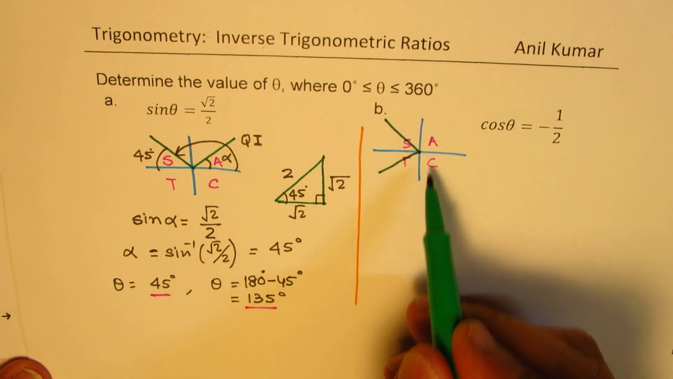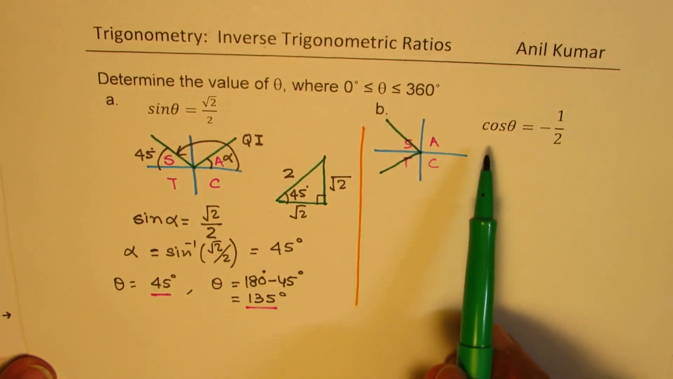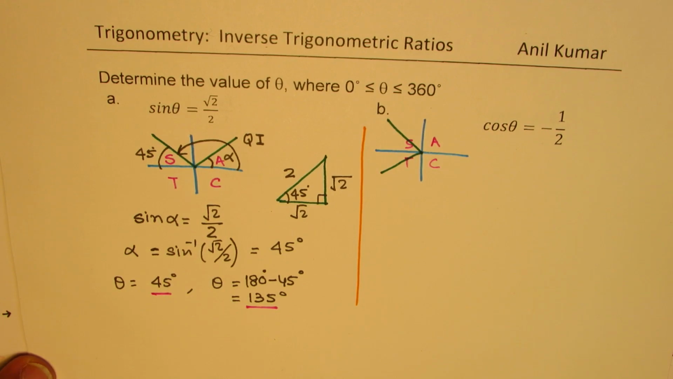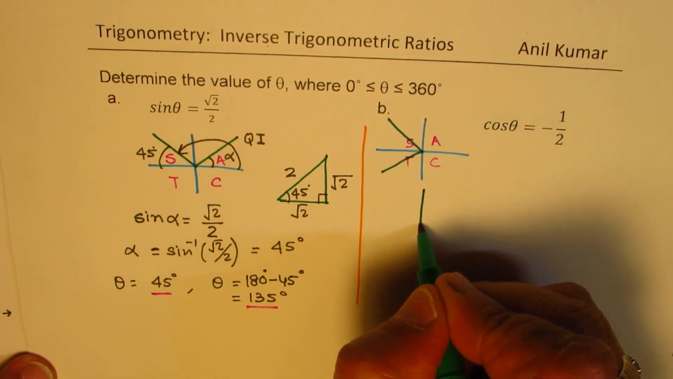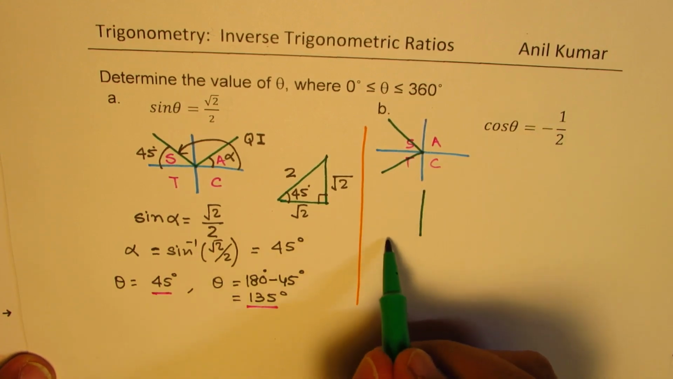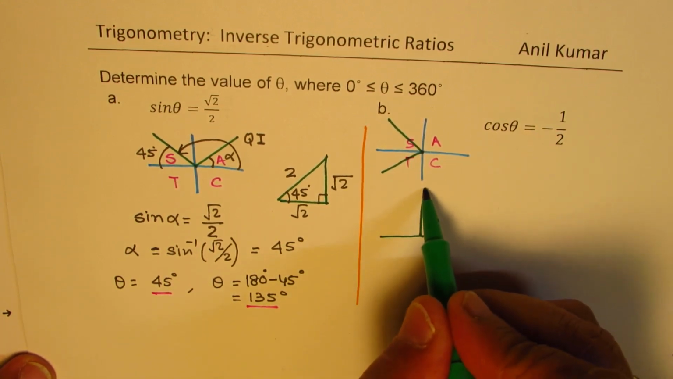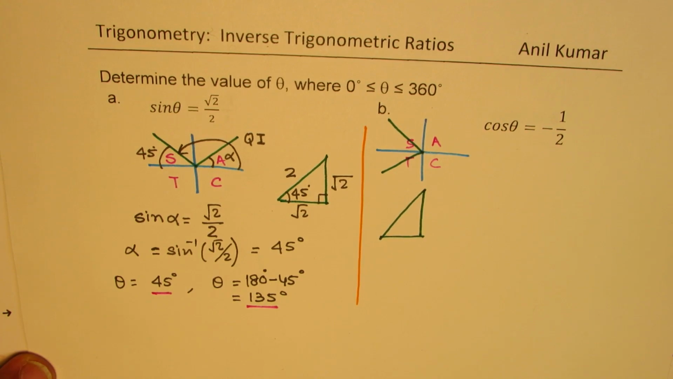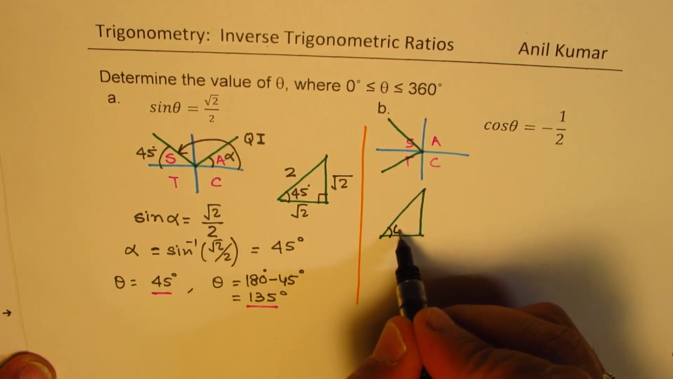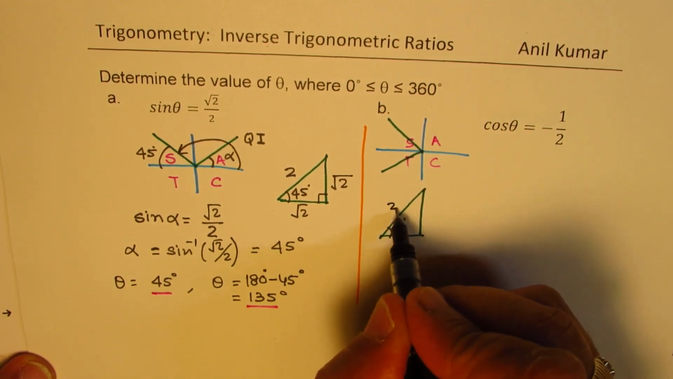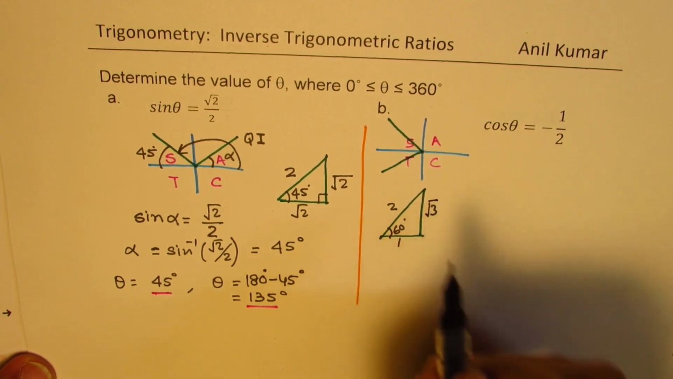Here all are positive, here cos is positive. Now cos theta equals negative half also means that we can look into a special triangle which has a 1 to 2 ratio, right? Which is the 30-60-90 triangle. So in this triangle, if the angle here is 60 degrees, the sides are 1, 2 and square root of 3.